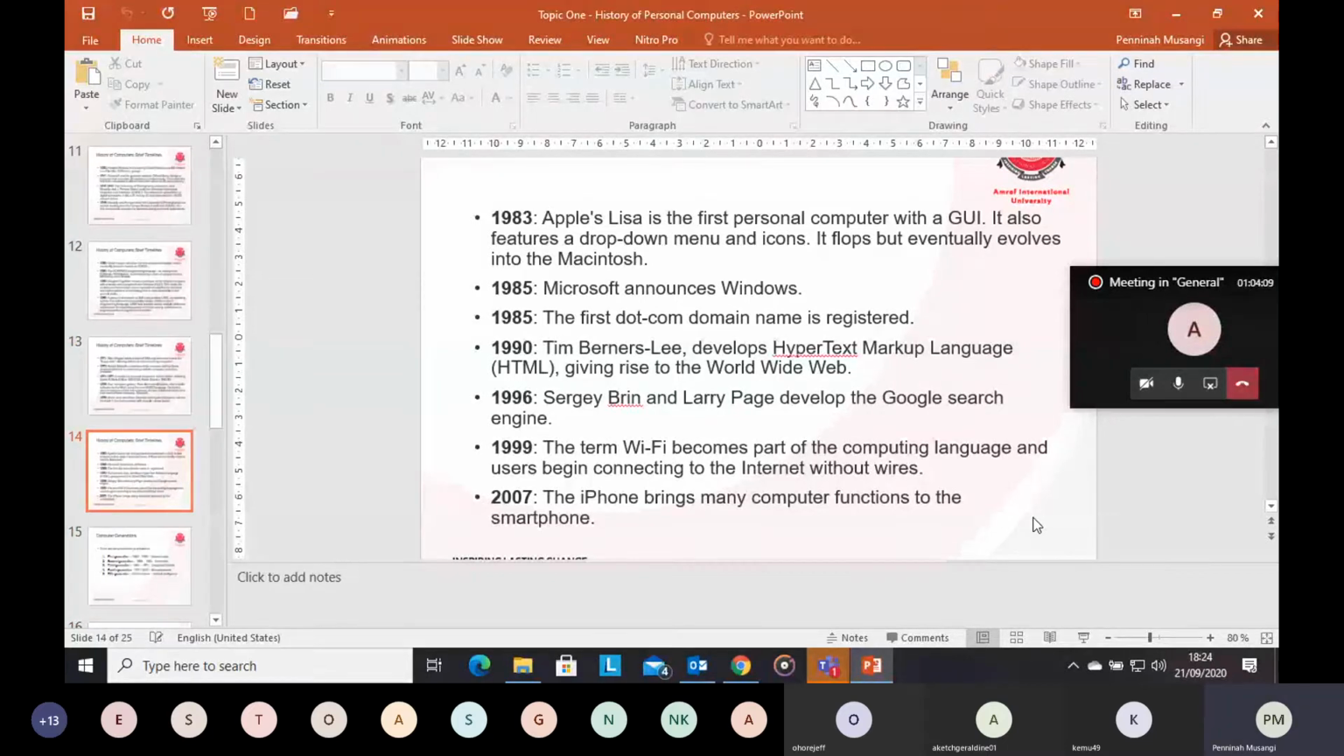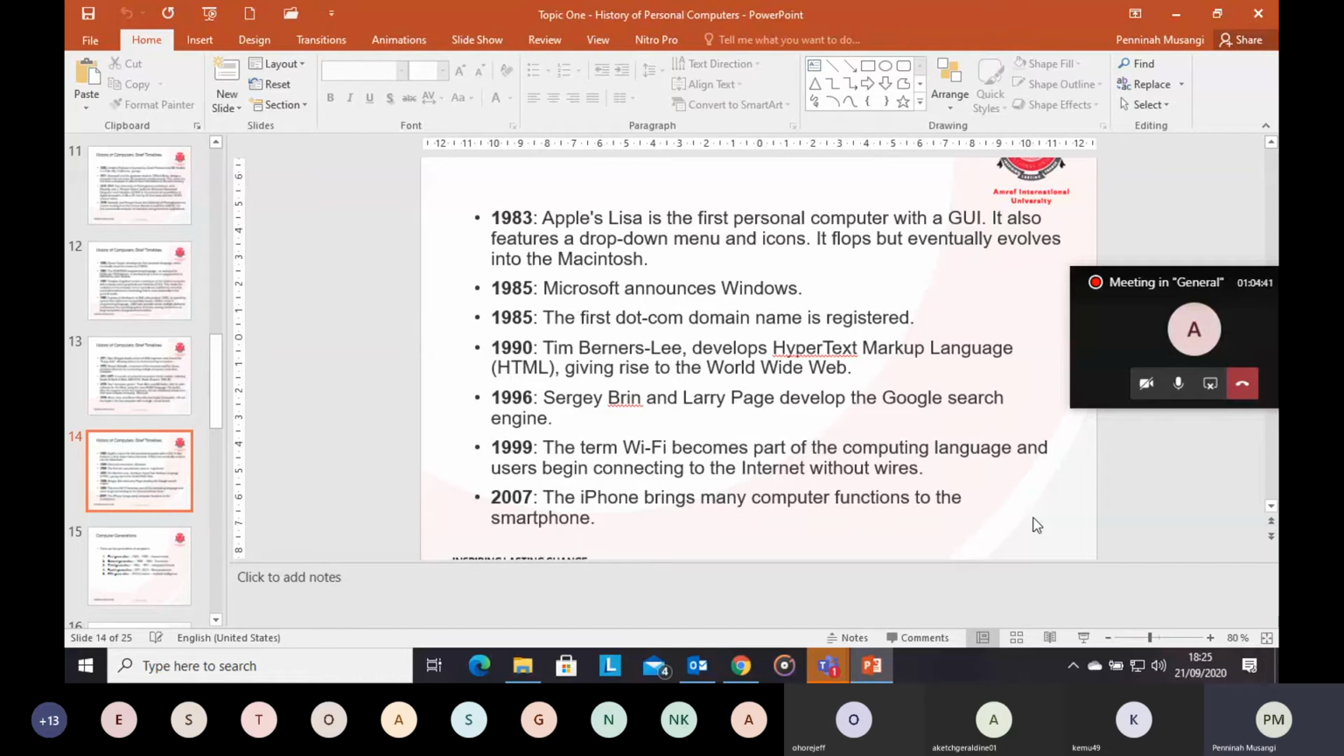1983, Apple Lisa was the first personal computer with a graphical user interface, and it had features like drop-down menus and icons. Even though it did not go far, it flopped. But eventually it evolved into what maybe some of you know, the computers which were called Macintosh. Actually, it was the evolvement of Apple Lisa.